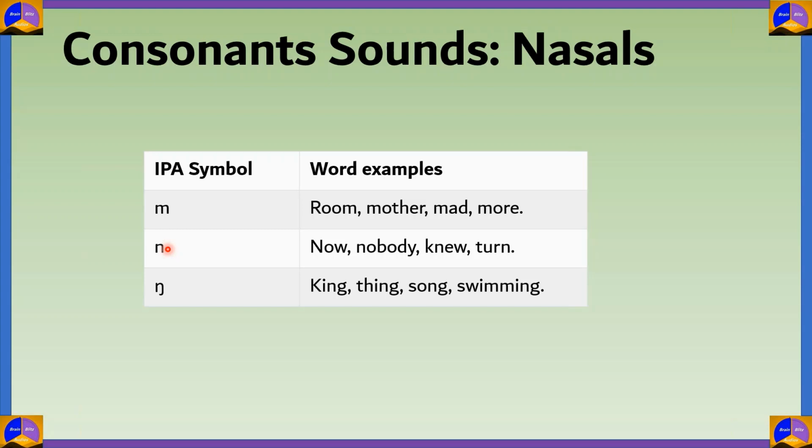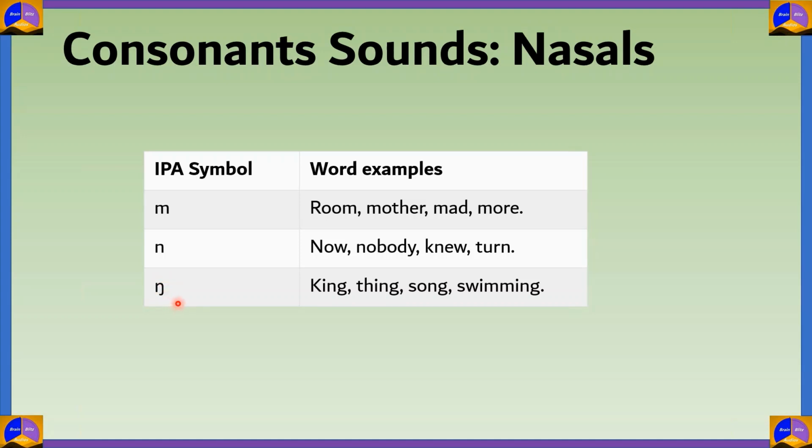Examples of words with the sound include the words now, nobody, new, turn, etc. The next IPA symbol is the sound which we usually get when you keep N and G together. So when N and G are combined in the Latin alphabet, we usually get this sound represented by this symbol.